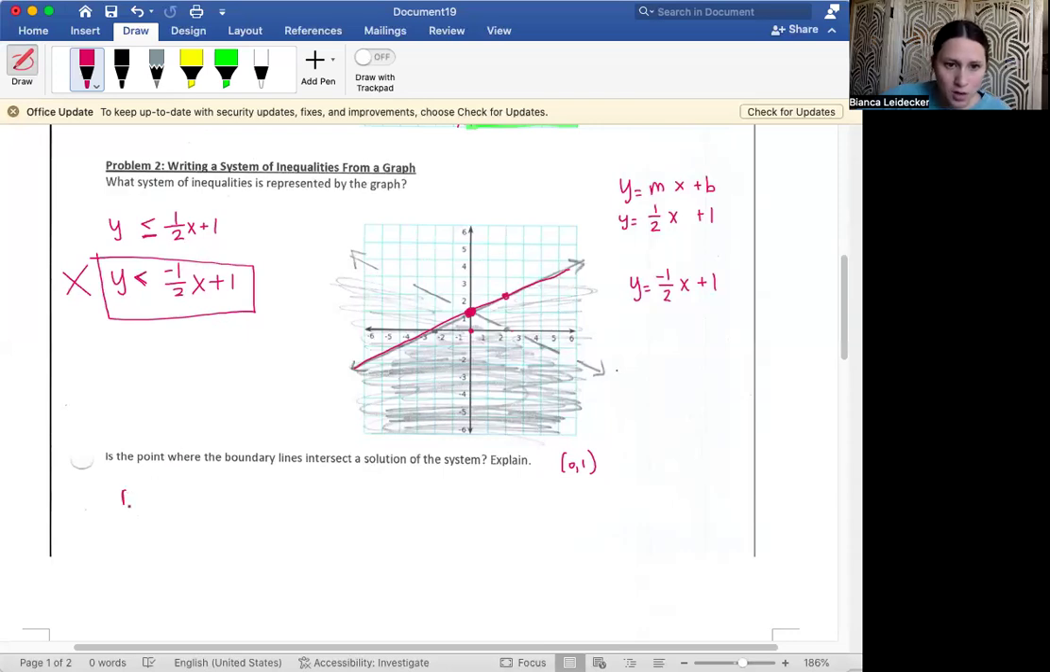So we could say no, because the dotted line means it's not a solution. Whatever's on the dotted line is not actually a solution for the equation. Now, if they were both solid, then yes, it would be.